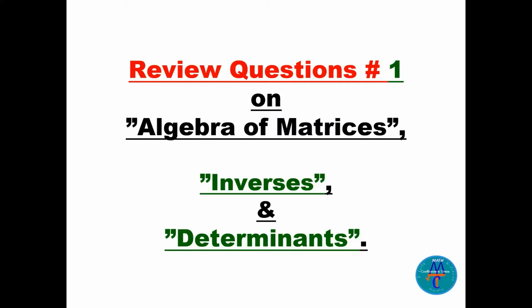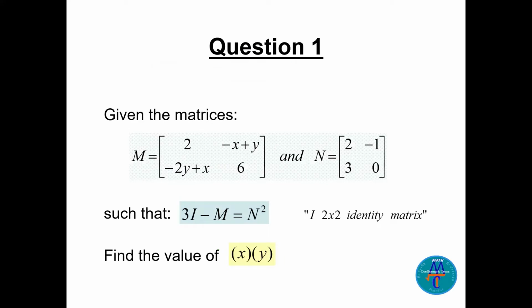This is review questions number 1 on algebra of matrices, inverses, and determinants. Question number 1: given the matrices M and N, each one is 2 by 2, such that 3I minus M is equal to N squared, where I is the 2 by 2 identity matrix. Find the value of X times Y.